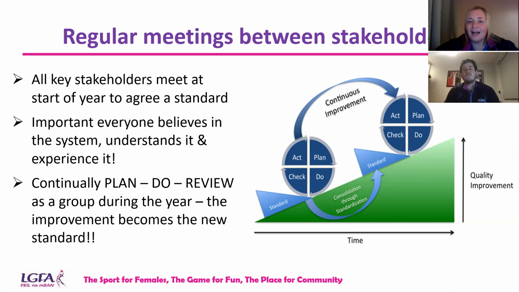And continually plan, do and review as a group throughout the year. So every time, and if you look at the diagram, every time you plan, you do, you act, you check, your new standard gets higher that you start from every single time. And that's what you really want to see. As I said, this is with all your age grades. And it's for yourselves, and it means that you have extreme clarity as to what's happening with your county team as well. But over time, you'll really start to see the improvement of everything.